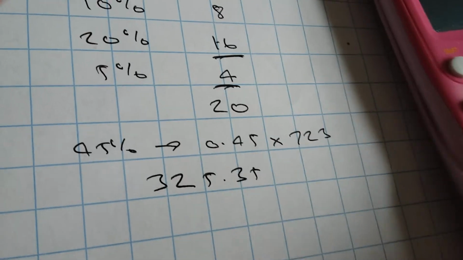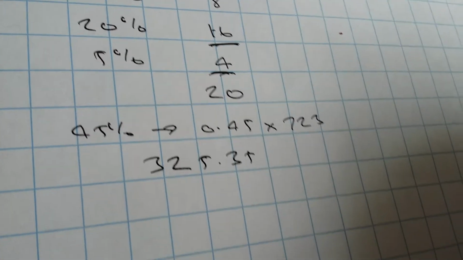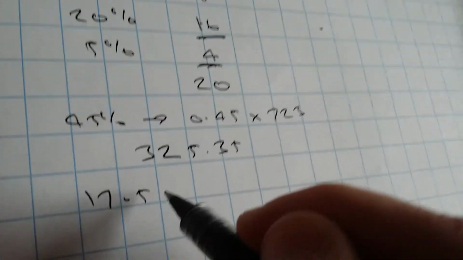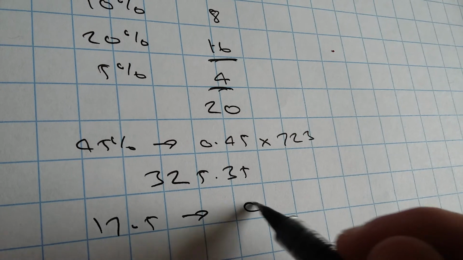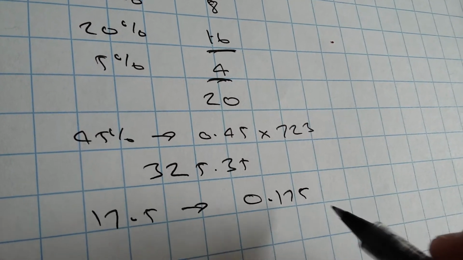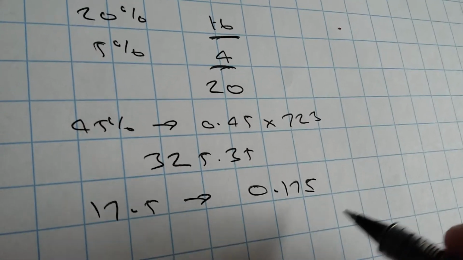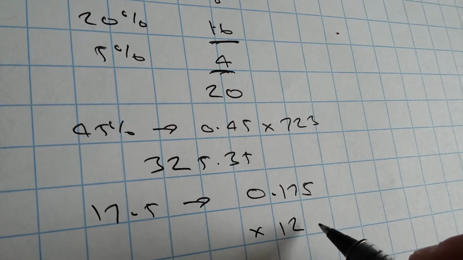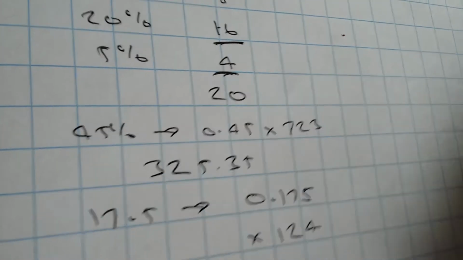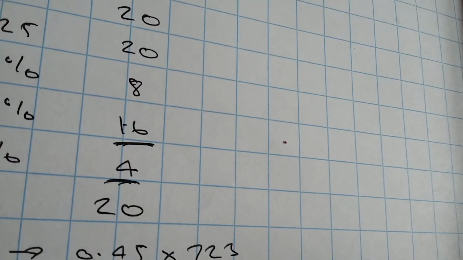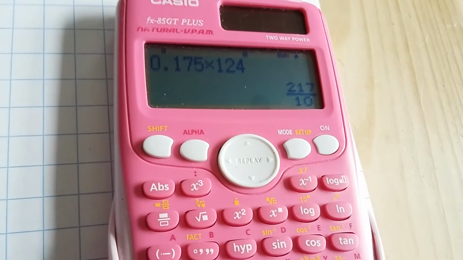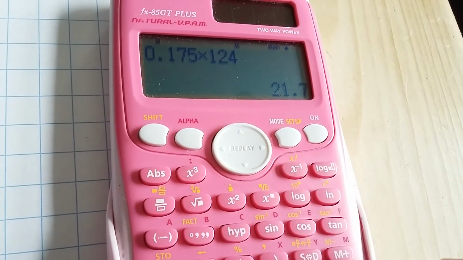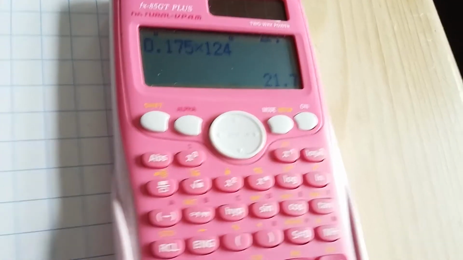And then if we go on to E, that's probably the most tricky one. E is 17.5%. So 17.5% converts to 0.175. That 5 just goes in the next column along. So I need to multiply by 124 because I want 17.5% of 124. Calculator again gives me that irritating fraction. So SD button will change it to a decimal, 21.7.